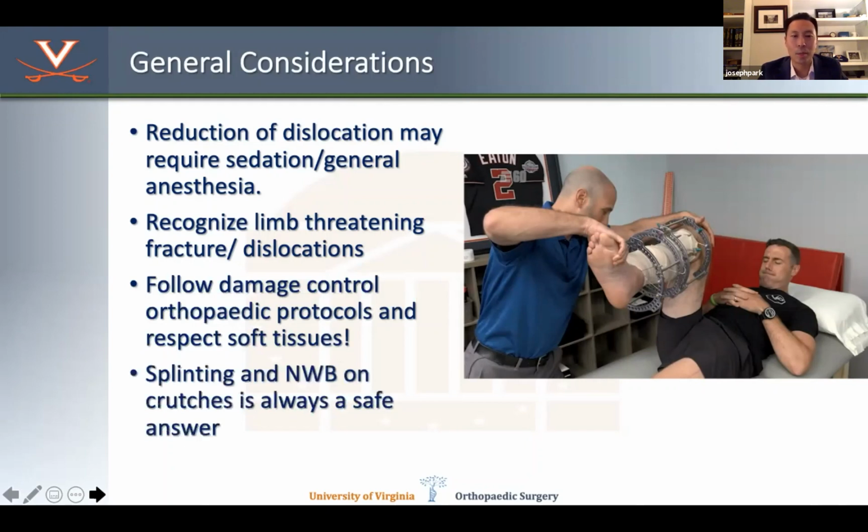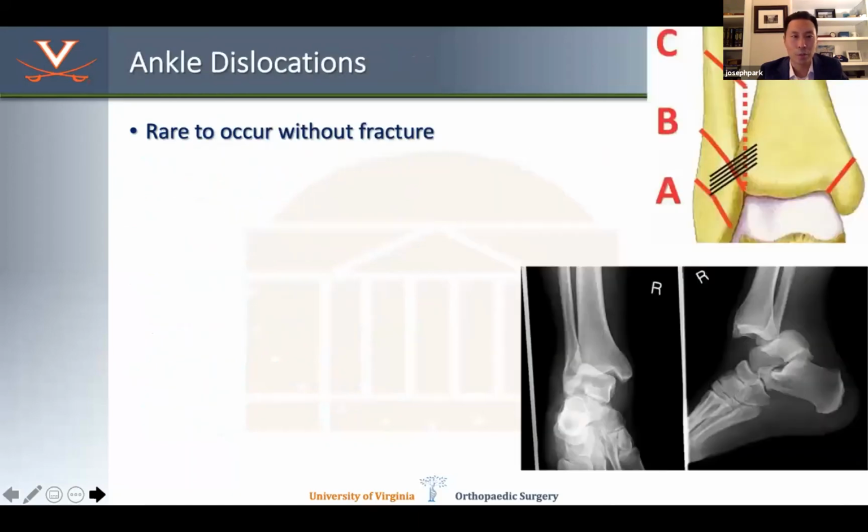Splinting and non-weight bearing and putting someone on crutches is always a safe answer. I think if in doubt, if there's a lot of swelling and the patient's uncomfortable, this is always a safe answer. And reviewing a lot of medical legal cases, I think it's always easier to err on the side of being overly cautious.